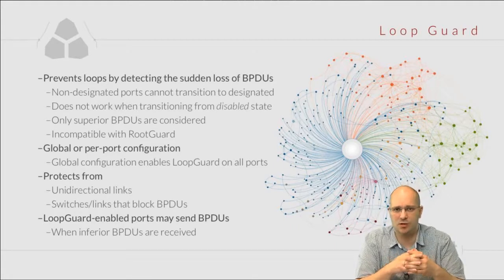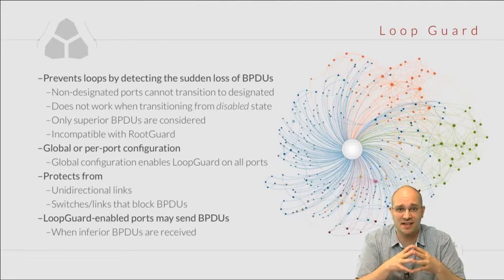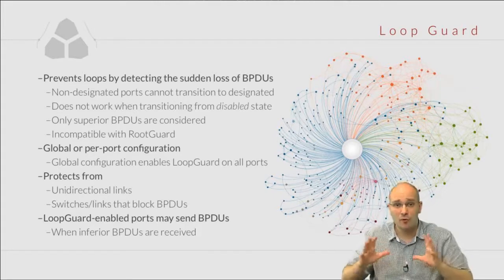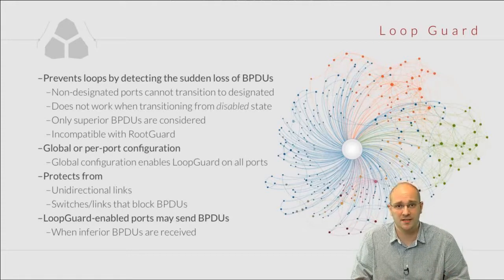So the absence of BPDUs may signal a problem in our network, and LoopGuard is the feature designed to prevent this particular thing from happening. Now, I should point out that LoopGuard is a very complex feature. It takes many things into account. From a configuration perspective, it's very simple to configure. We can configure it either on a per port basis, or we can enable it globally, which turns it on on all the ports on the switch.